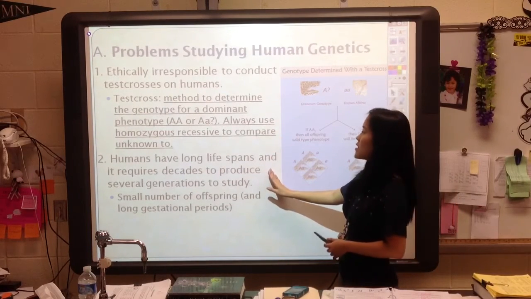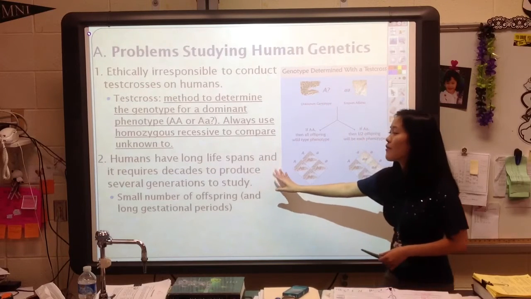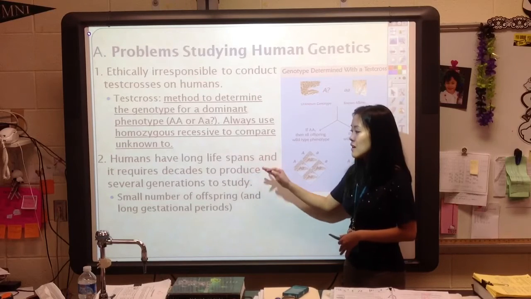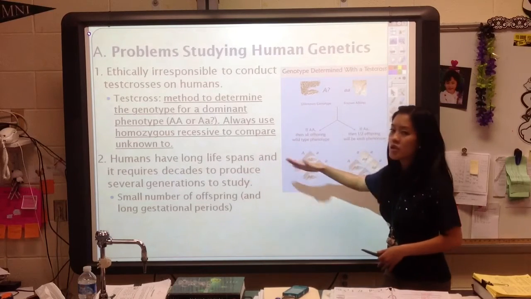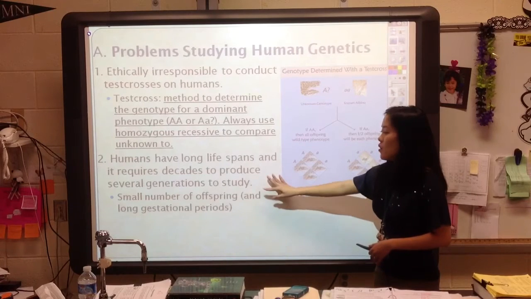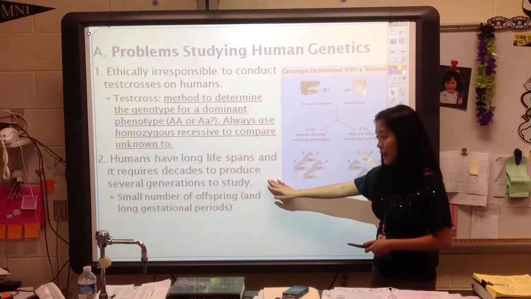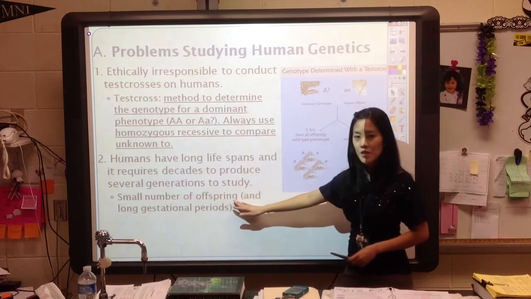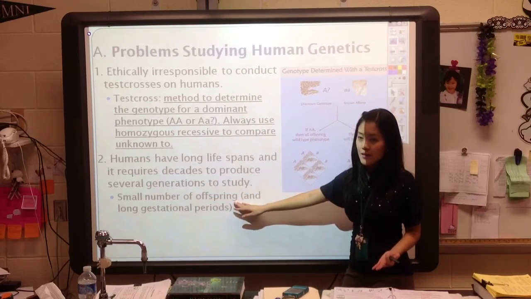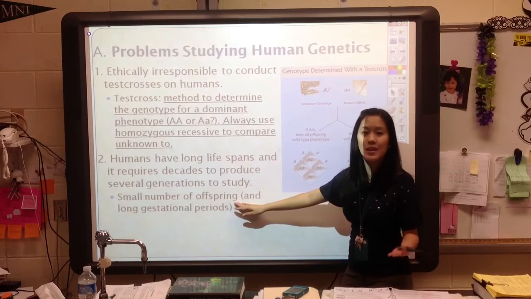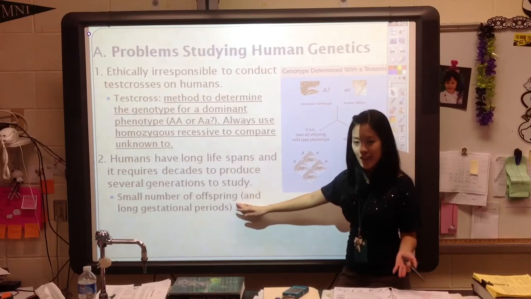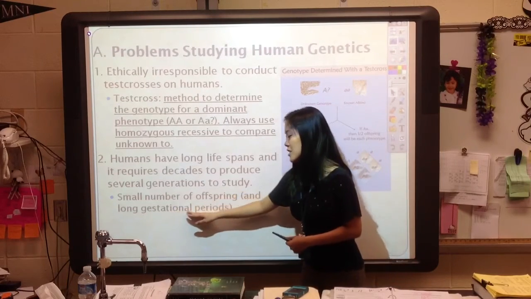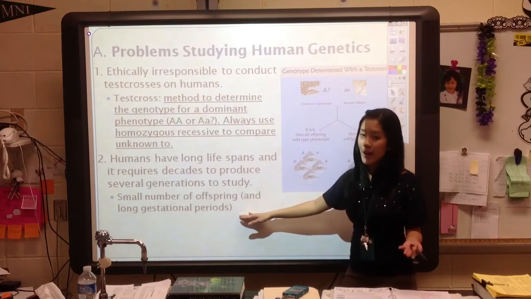The other problem when studying human genetics is that humans have a really long lifespan compared to other organisms. And in order to study several generations, it would take a really, really long time. And the other problem is that we have a small number of offspring. Usually, how many kids do a set of parents have every time? Usually just one child. And we also have a long gestational period, which means a long pregnancy.